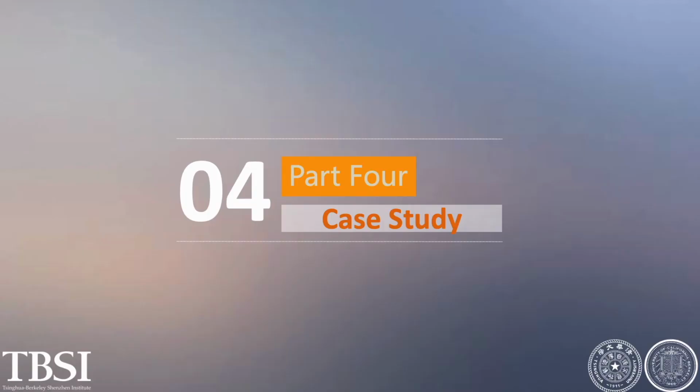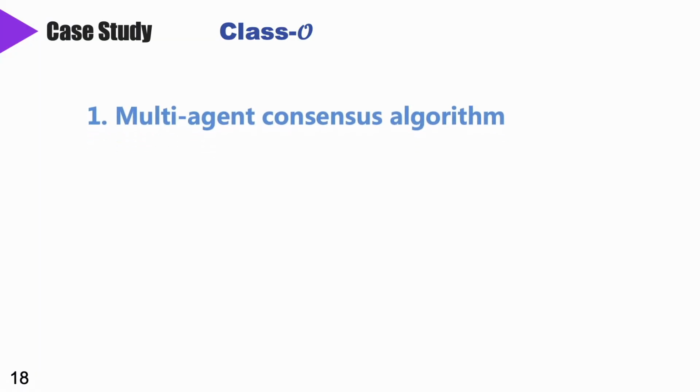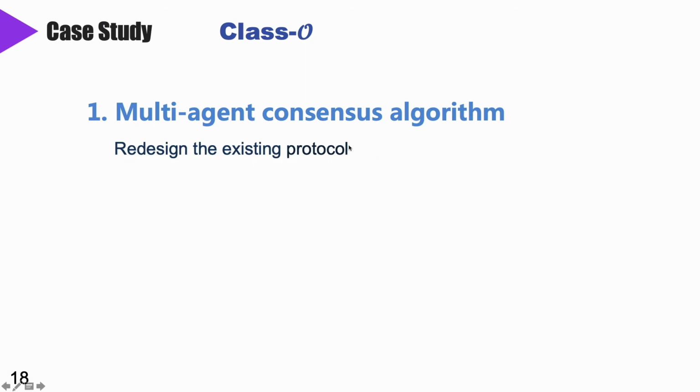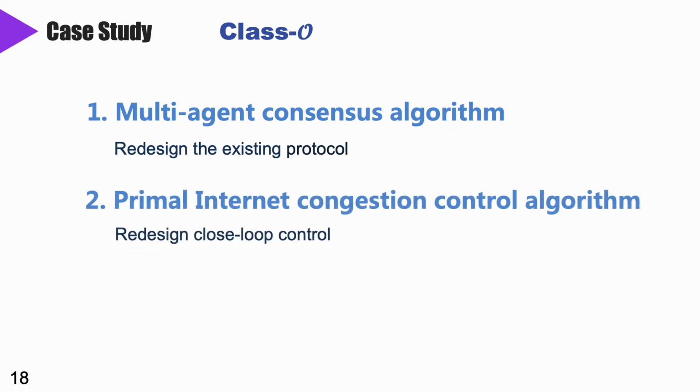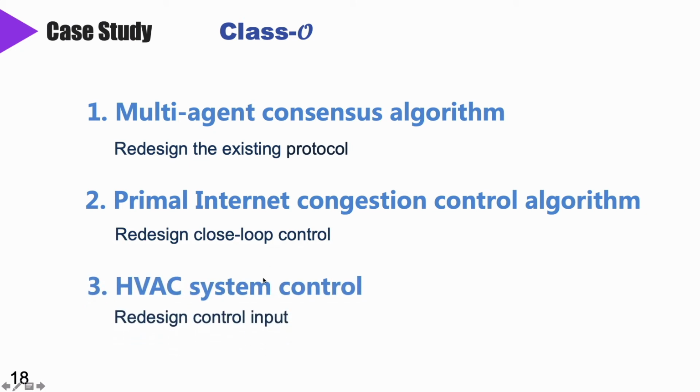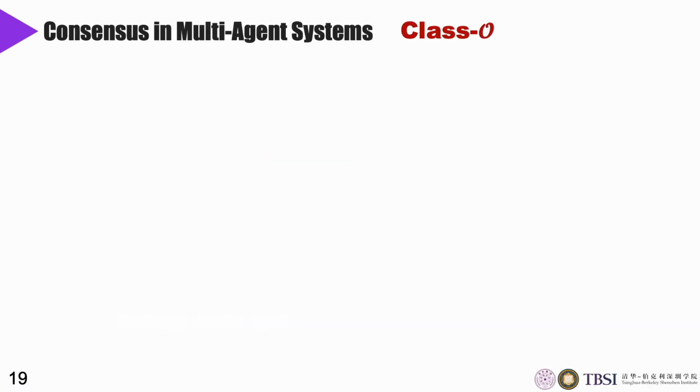Part 4 will visit those 3 examples we mentioned before. Multi-agent consensus algorithm: it refers to redesigning the existing control. The primal internet congestion control algorithm: here we are redesigning closed-loop control. And the third example, HVAC system control: we are redesigning control input.